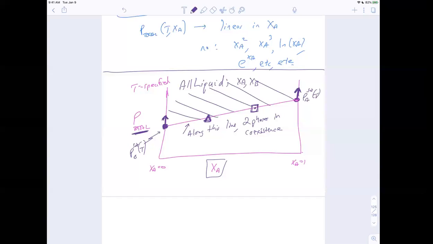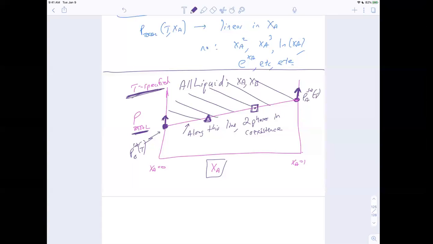So at a particular temperature, keep in mind, we've mapped out a bunch of values of total pressure and composition where we have all liquid. And what we've also done is mapped out the boundary where that all liquid system now begins to have vapor in it. And so along that line here, we've reached the edge.